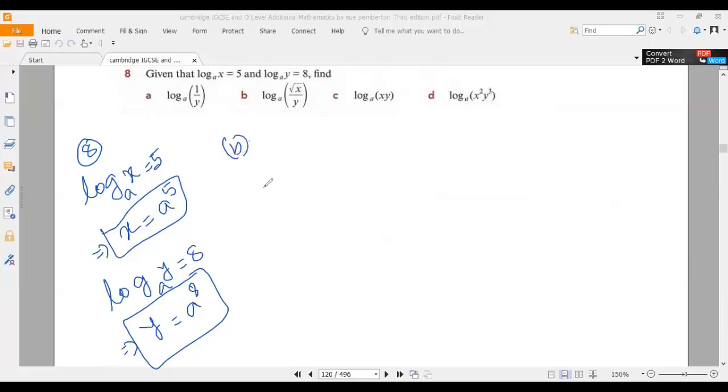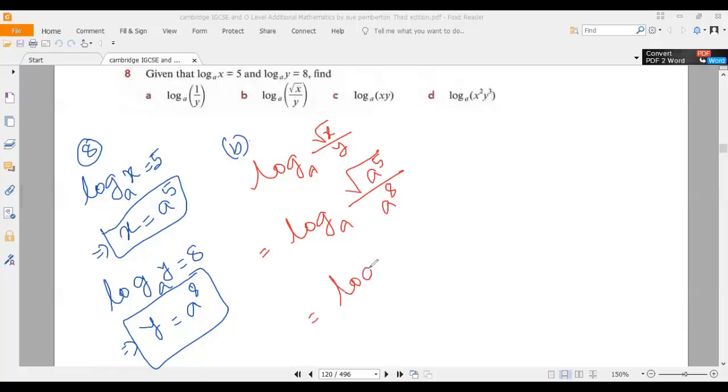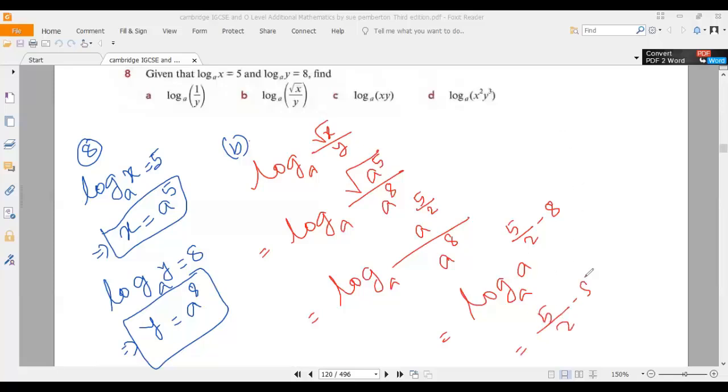Now number B. Number B says log base a of root over x by y. So log base a of root over x means root over a to the power 5, and y is a to the power 8. Now log base a of root over a to the power 5 is a to the power 5 by 2, divided by a to the power 8, which can be written as a to the power 5 by 2 minus 8. Then 5 by 2 minus 8 comes first, into log base a of a.